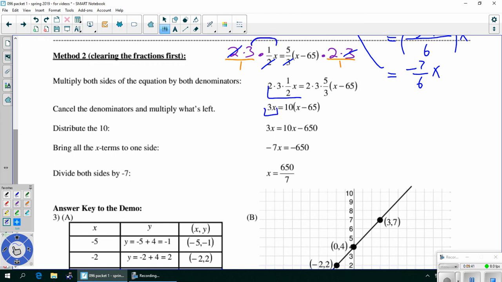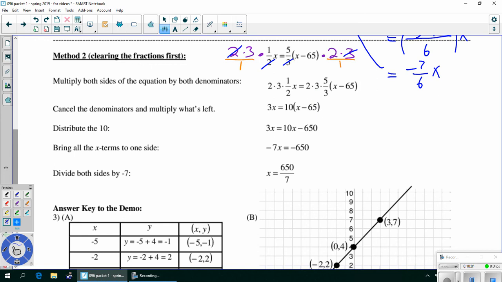3x, that's this thing. And then the 5 times the 2 will make 10, that's there. And then the x minus 65 is copied here. And that equation looks a whole lot friendlier to me because it has no fractions anymore. And the rest of this is going to be a piece of cake because we did the hard part. We got rid of the fractions by multiplying both sides by the lowest common denominator.